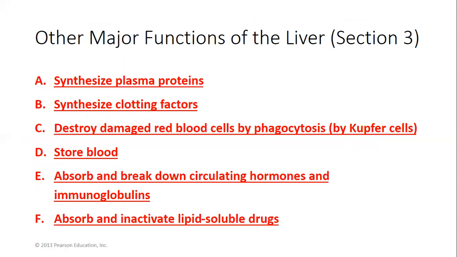It also synthesizes plasma proteins from amino acids, synthesizes clotting factors that help repair vascular damage, destroys damaged red blood cells by way of phagocytosis. So there's phagocytic cells called Kupffer cells that are located in the liver. It can store blood for a period of time, absorb and break down hormones and immunoglobulins, which are antibodies, and absorb and inactivate lipid-soluble drugs. So the liver is like your garbage disposal. It just gets rid of everything that you don't need that's being sent into the body.